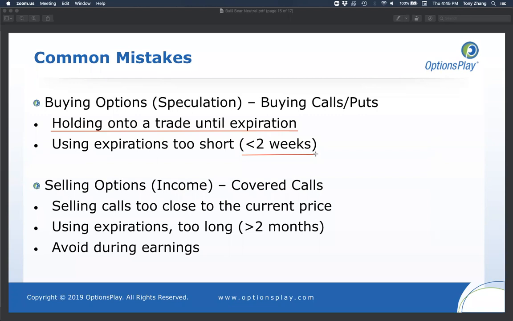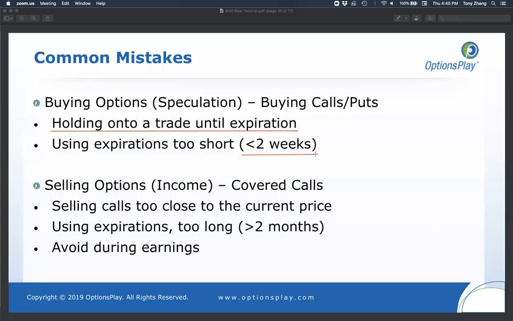If you buy an expiration that's too short, number one, time decay is going to be a bigger factor on those shorter dated options, but also you're just many times not giving yourself enough time. So give yourself more time, go out 1 to 2 months out whenever you're buying options.